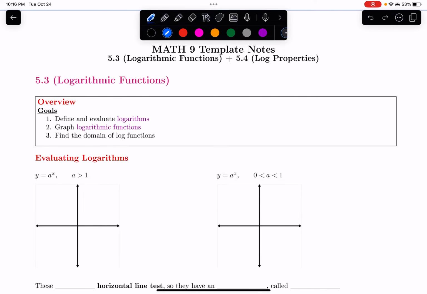In this video, we're starting section 5.3 on logarithmic functions. Our goals are going to be to define and evaluate logarithms, graph logarithmic functions, and then finally we'll talk about how we can find the domain of log functions. In this video specifically, we will focus on what logs are and how we evaluate them.